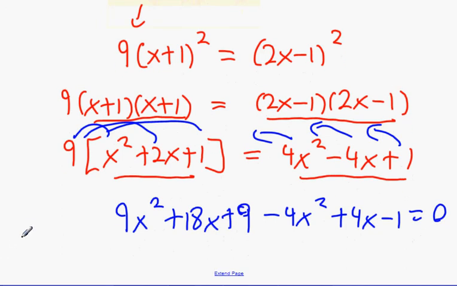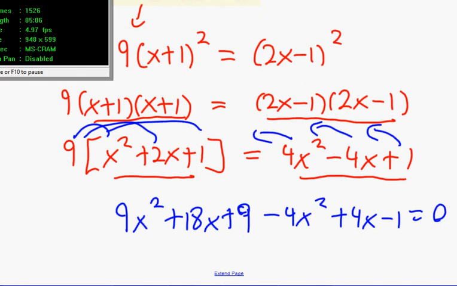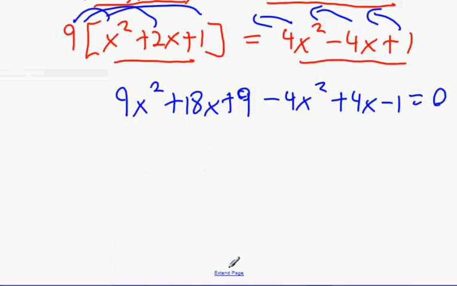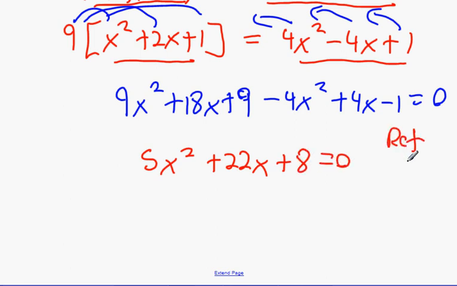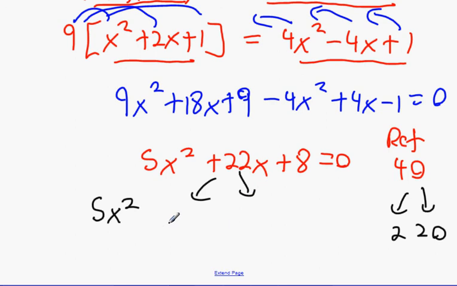What we're going to get now is the following. Next one, 9x squared minus 4x squared is 5x squared. 18x plus 4x is 22x. And 9 minus 1 is 8, plus 8. Reference number of 40, because 5 times 8 is 40. Break up the reference number into 2 multiplied by 20. Substitute that in. 5x squared, break up the middle term into 20x plus 2x plus 8 equals 0.